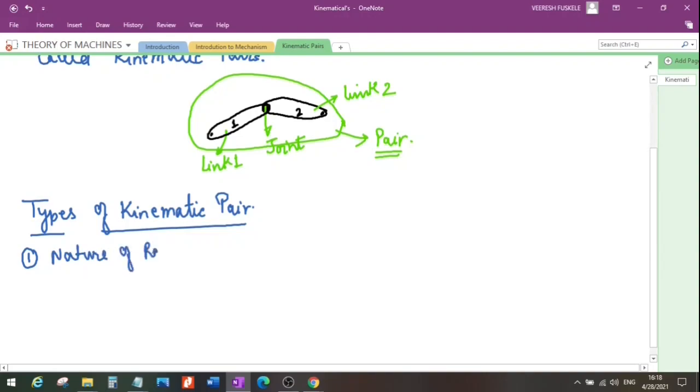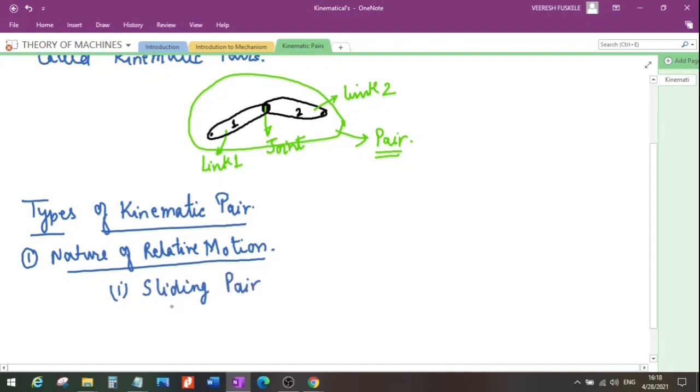So depending on the nature of relative motion, kinematic pairs are basically classified as sliding pair, turning pair, screw pair, rolling pair, and spherical pair. So let us see them one by one. So the first classification is that of sliding pair. If two links have a sliding motion relative to each other, then they form a sliding pair.